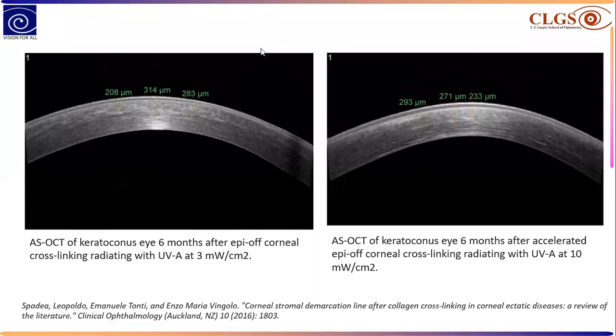Sir, my question is, as you told, the demarcation line is the sign that CXL has been done in that eye for keratoconus. But it is very hard to see that demarcation line in a slit lamp. Is there any other way or any other sign? Not any other sign. The demarcation line is the only sign, and it is not very hard. You can see it very carefully in the straight line.